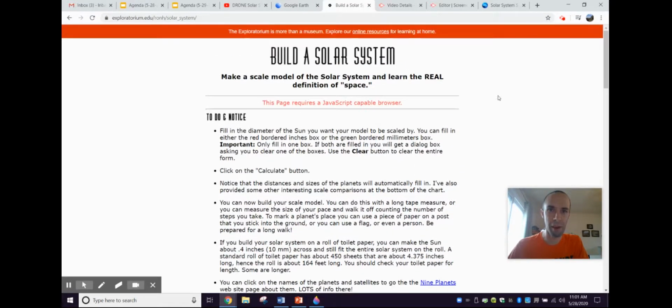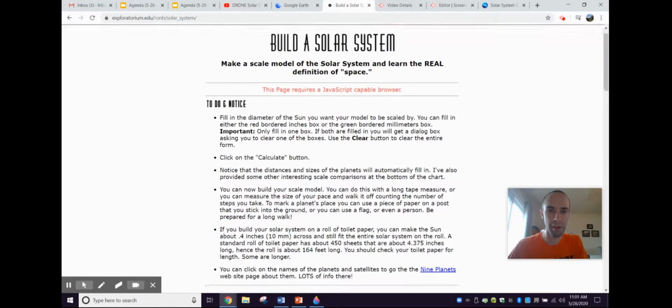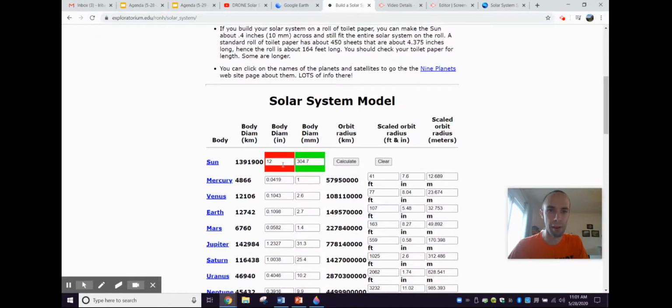This is a way to look at scale of the solar system, and you can type in any numbers you want. So I put in, let's say that the sun is a 12-inch diameter. So imagine a ball that's 12 inches. A basketball, by the way, is about 9 inches. So just a little bit bigger than a basketball.